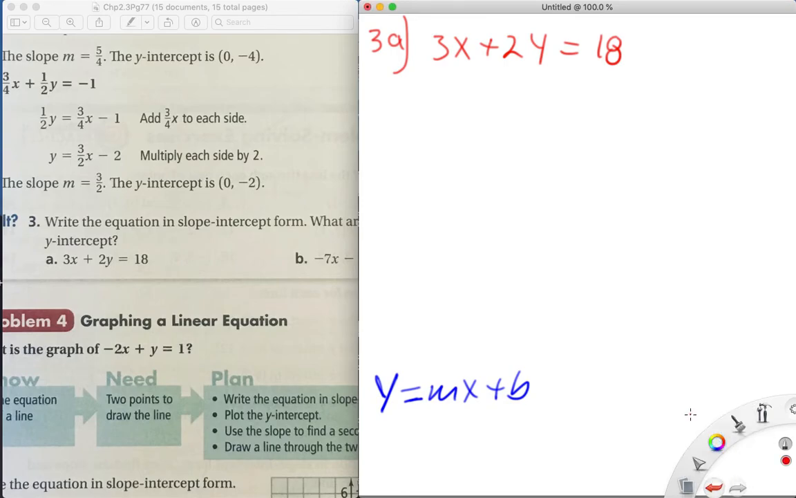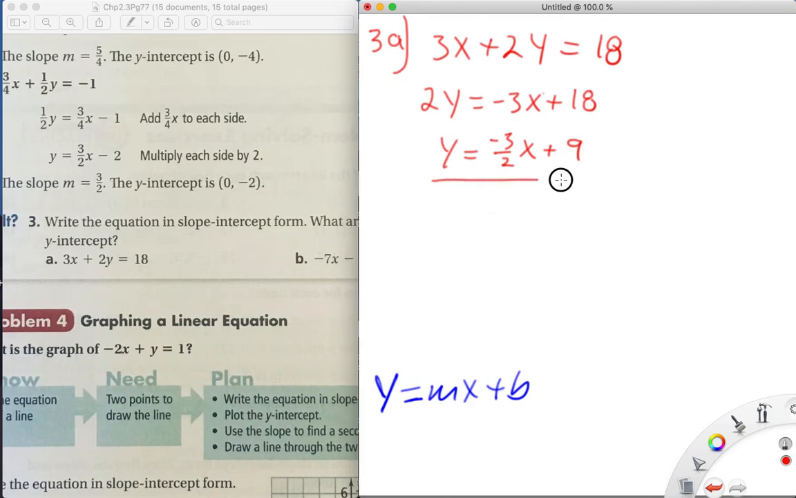So the first thing I'm going to do is subtract 3x from both sides. And that gives me 2y equals, I'm going to put the negative 3x in the front, negative 3x plus 18. So it looks really close to y equals mx plus b. Now I just have to divide everything by 2. And if I divide everything by 2, I get y equals negative 3 halves x plus 9.